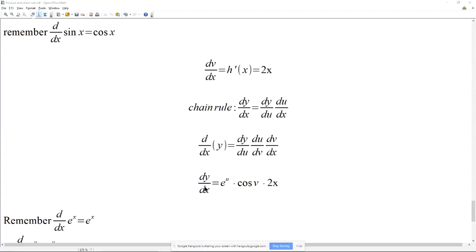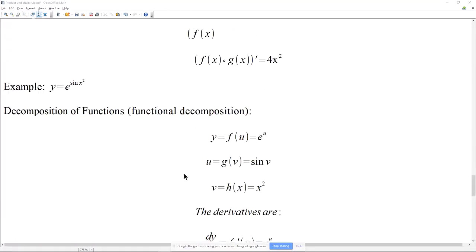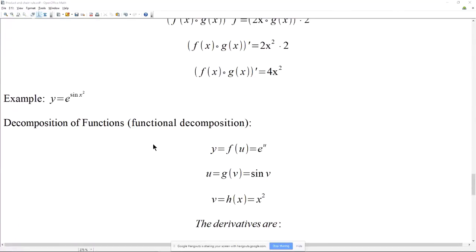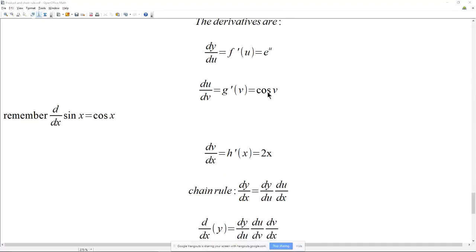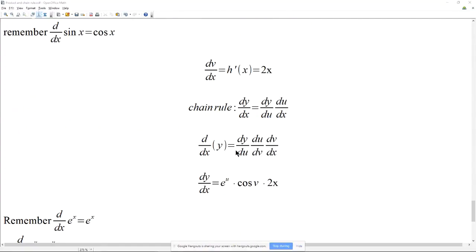So dy dx, which you're going to see in this form often, especially when you get into differential equations, because you're working with two variables. You start up here working with x and y, so you're going to end up with a differential, which is dy dx. Now what is dy with respect to u? Well, it's e to the u. Basically, you're just taking these three derivatives and multiplying them together. This one represents this one, this one represents this one, and this one represents this one. In other words, dy with respect to u of e to the u is e to the u.